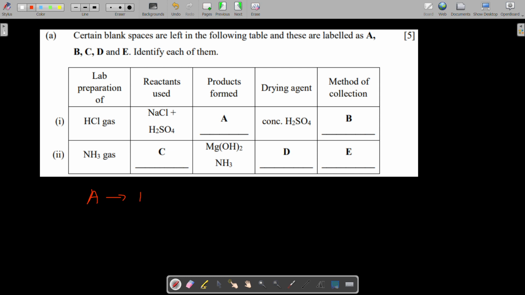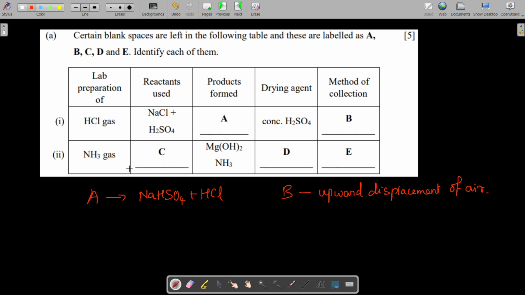What are the products? NaHSO4 plus HCl. That is A. Drying agent: concentrated sulfuric acid. Method of collection, B. How do you collect HCl gas? By upward displacement of air. Fully you have to write upward displacement of air. Okay.